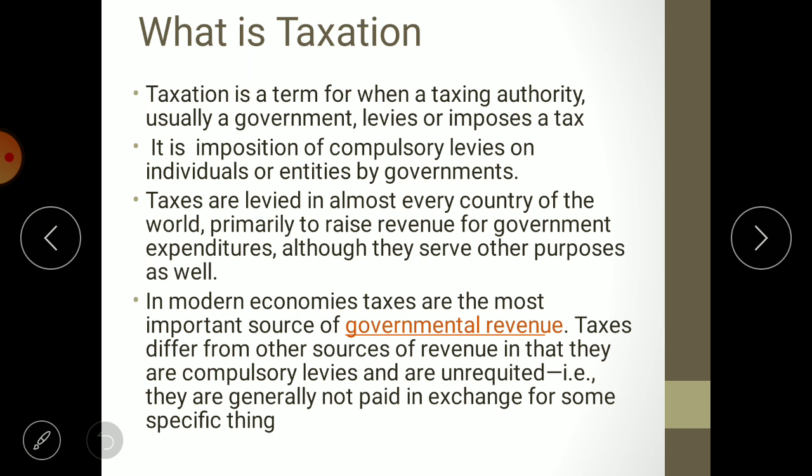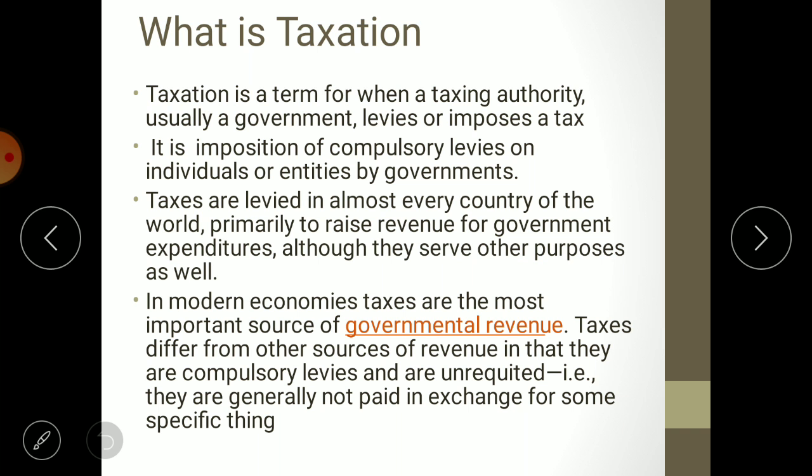private institution, yes or no? So they need to serve both of the purpose. They need to have private institution in the market, and still they need to earn money. So what is the other way out? That is the tax only, the tax which is charged from the population, and from that money they are providing facilities to the population. Then in modern economies, taxes are the most important sources of governmental revenues.